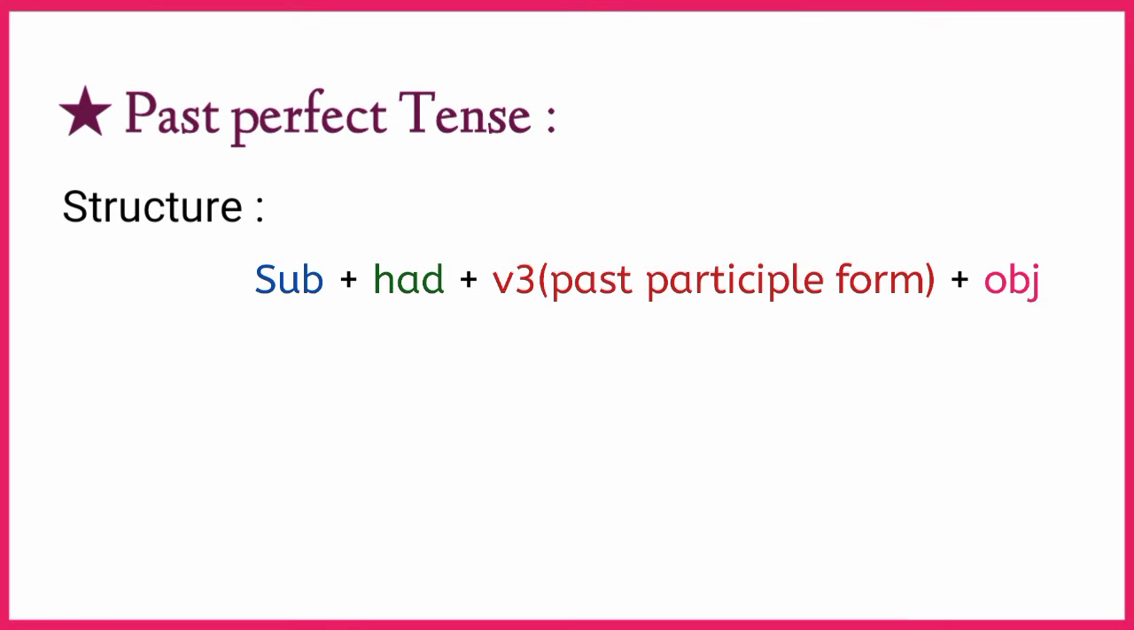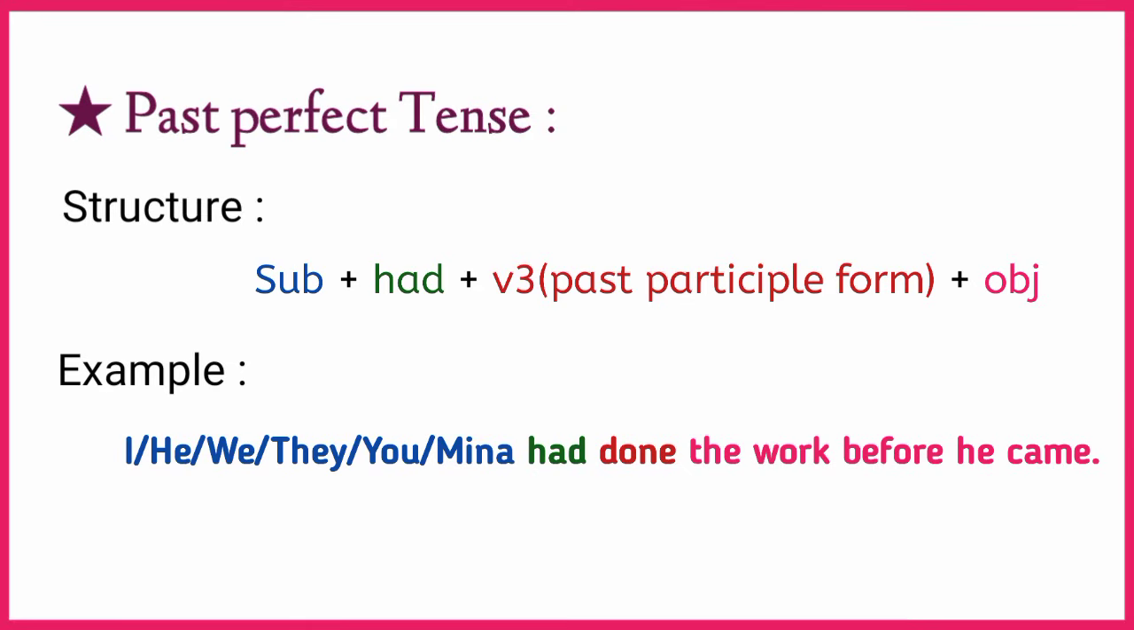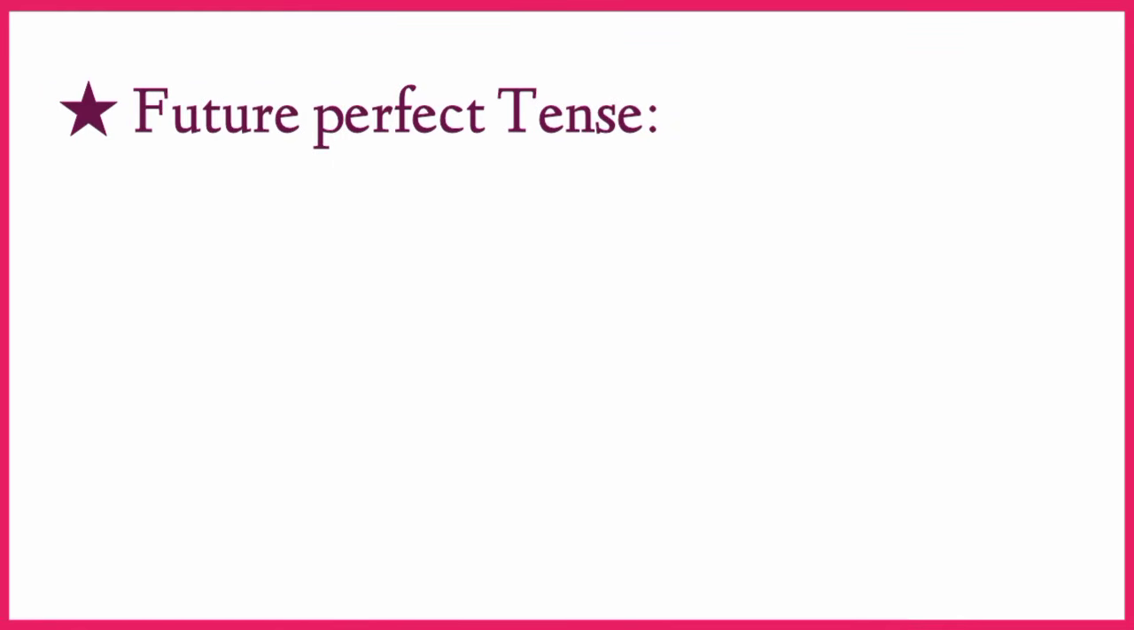Now, past perfect tense. Structure subject plus had plus past participle form of verb plus object. Look at the example. Here you can use all person, singular, plural and third person. I had done the work before he came. They had done the work before he came. Okay, now future perfect tense.